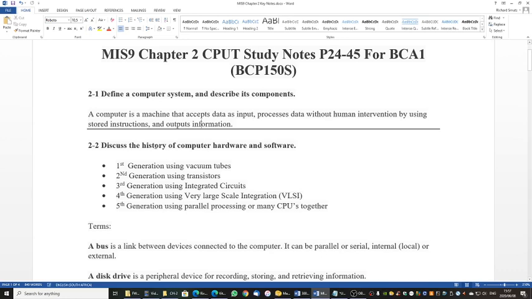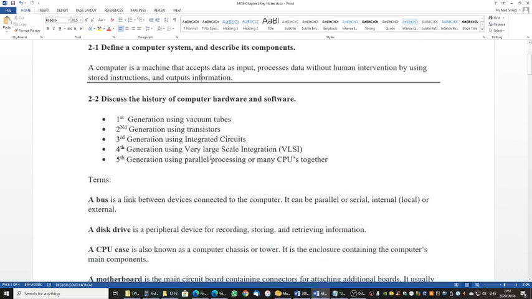Discussing the history of computer hardware and software. These are classified into generations, and there are 5 generations of computers. The first generation, we're moving now right back into the 1940s and 1950s, which is a long time ago, uses vacuum tubes. I would like you guys to Google these and have a look at them. They're very interesting to look at.